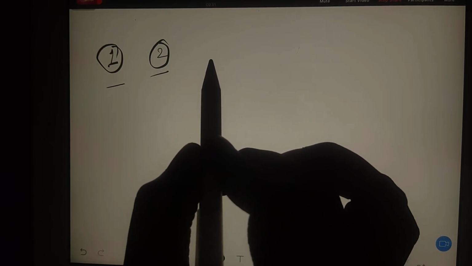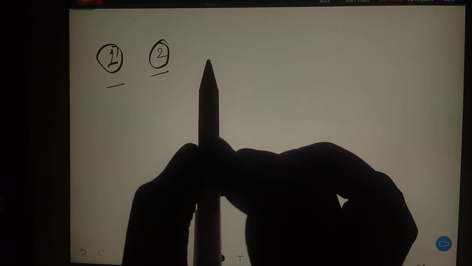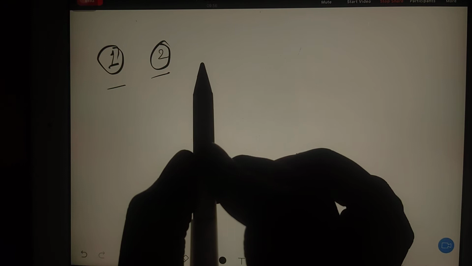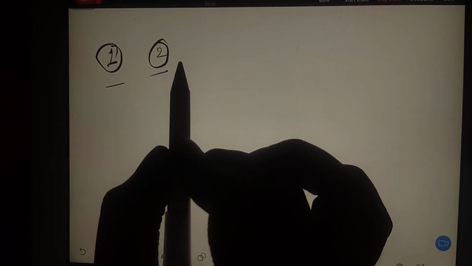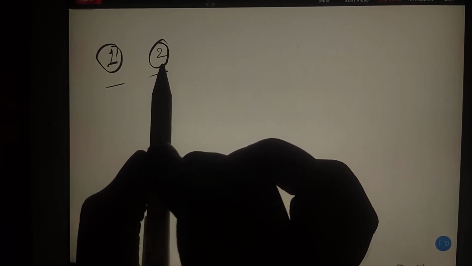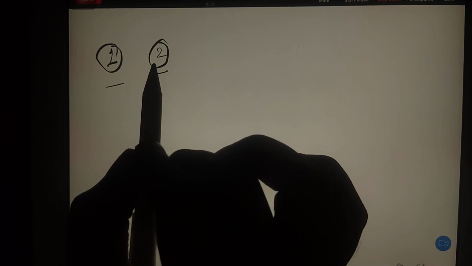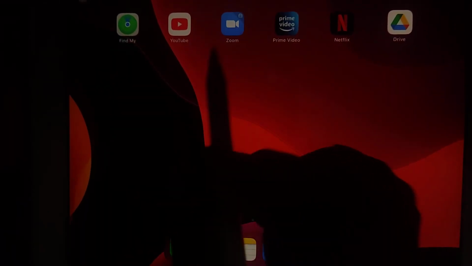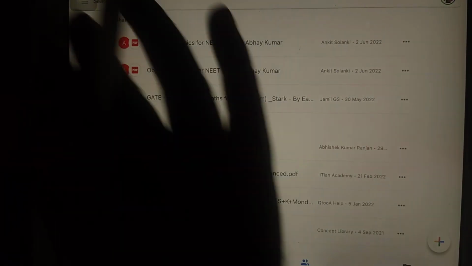If you want to become a very good student or master in a particular topic, then you have to solve a lot of numericals. For that purpose, I have already given everything on Google Drive. So go there, all the practice sets are there, and you just solve them. For example, I'll try to show you here. Everything is there.